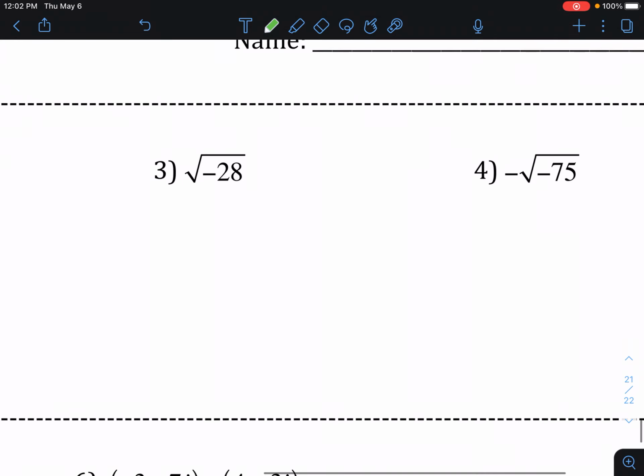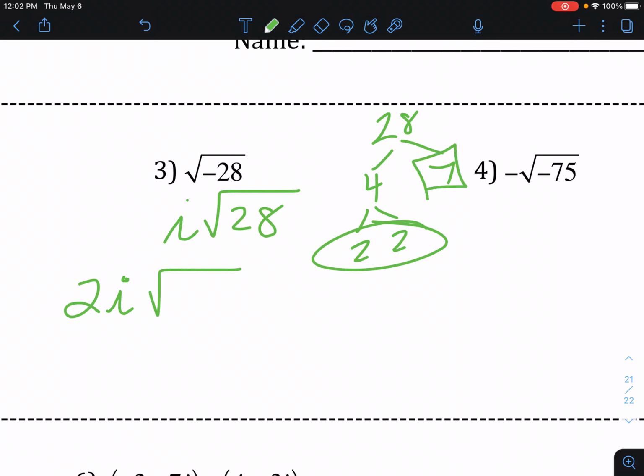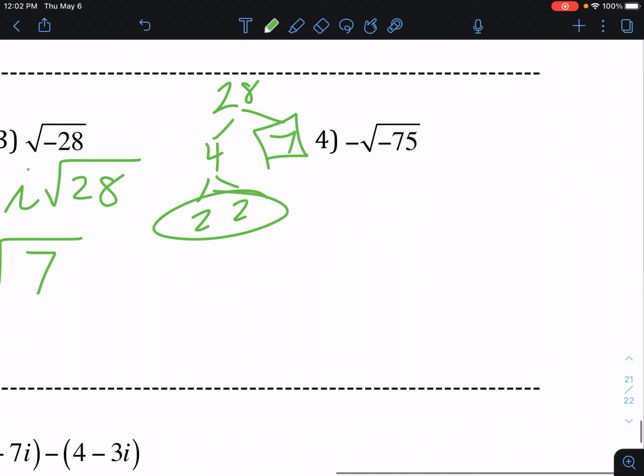Number 3, pull out an i for the negative. The square root of 28, we're going to break down on the side using a factor tree. So 4 times 7, and then 4 can be broken up as 2 times 2. Now we have a 2 of a kind, so that means a 2 can come out with the i. So we make it 2i. And then the 7 did not get paired up, so it's left inside the radical. So notice my order that I wrote my answer. I wrote 2i, then the square root of 7. Please don't write i2.